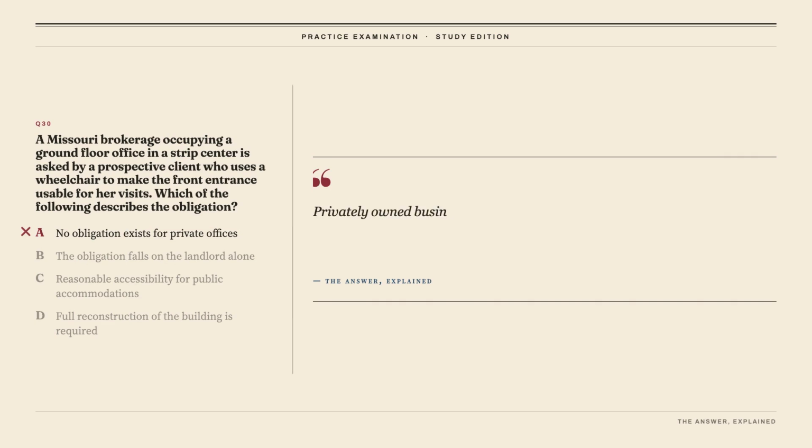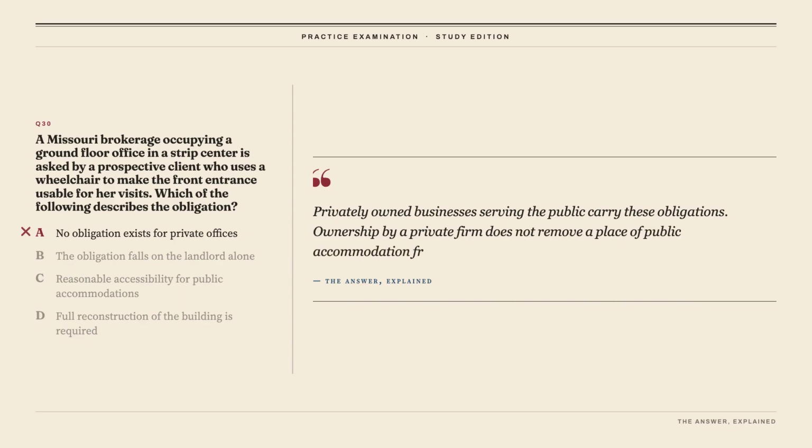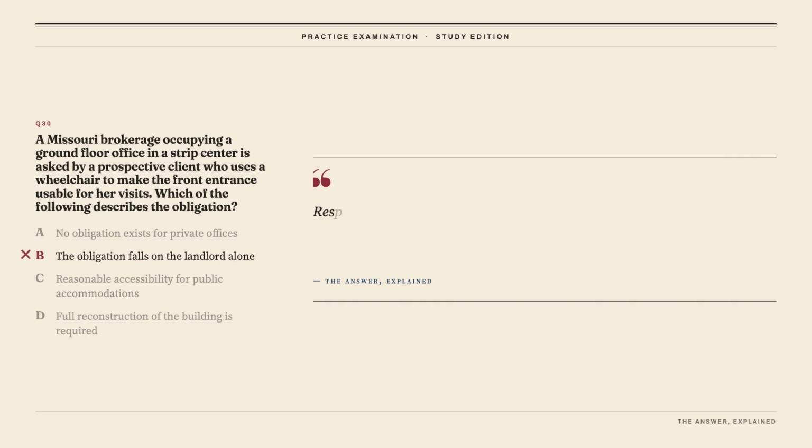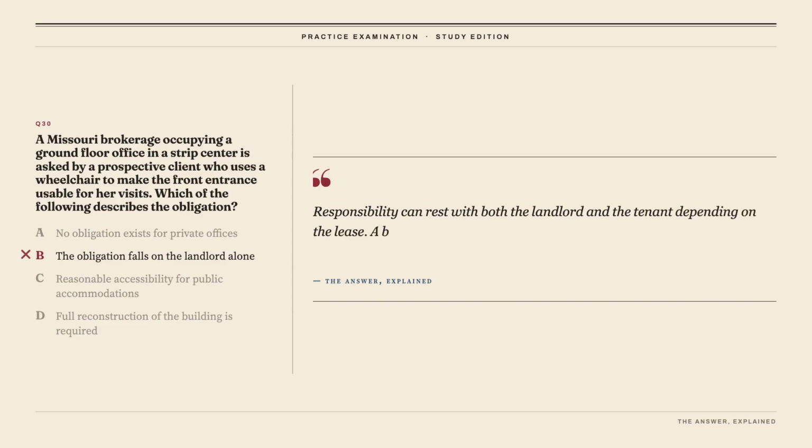A is wrong because privately owned businesses serving the public carry these obligations. Ownership by a private firm does not remove a place of public accommodation from coverage. B is wrong because responsibility can rest with both the landlord and the tenant depending on the lease. A brokerage cannot simply point upstream and disregard access to its own office.